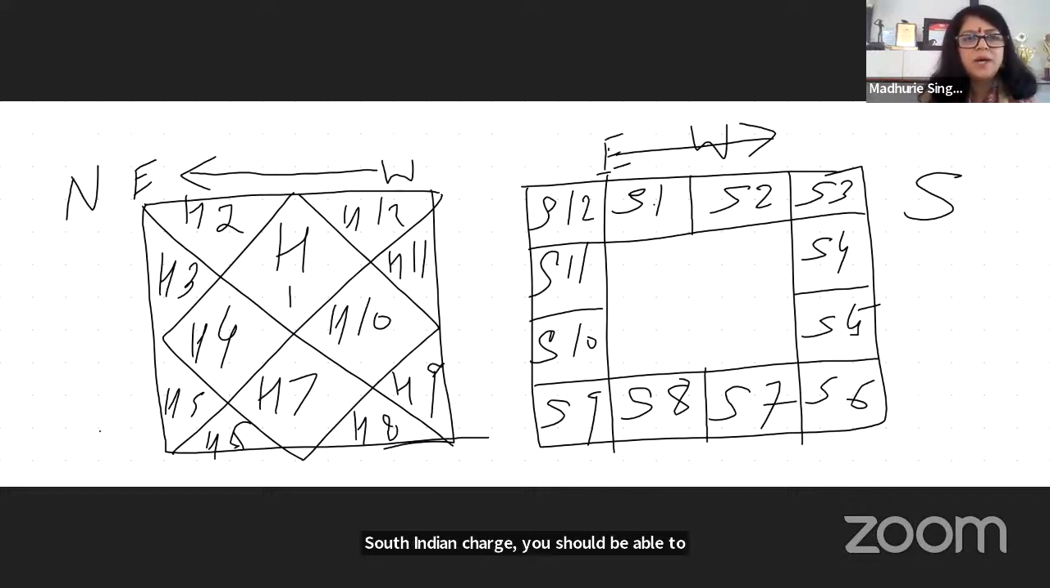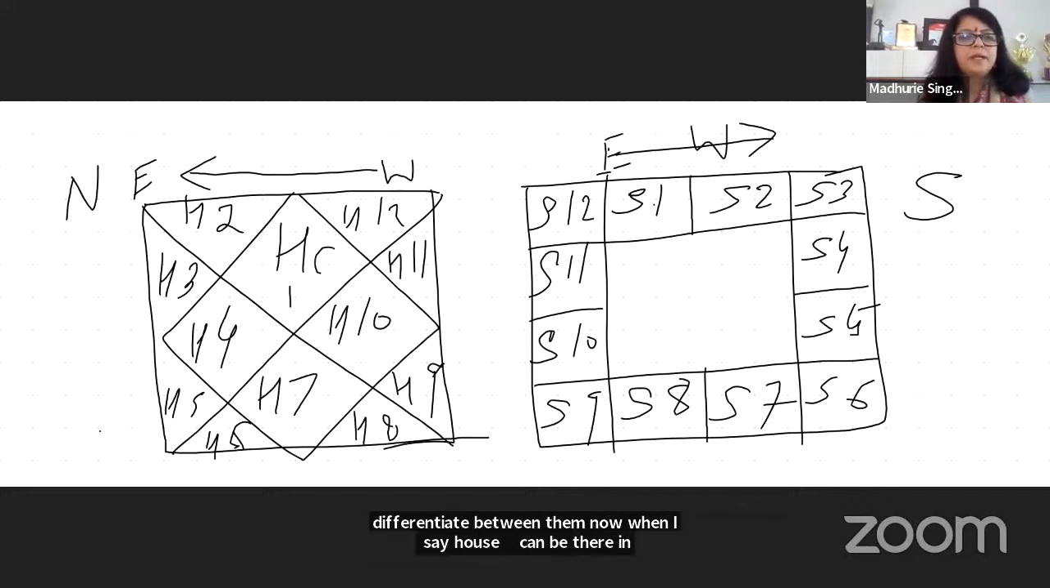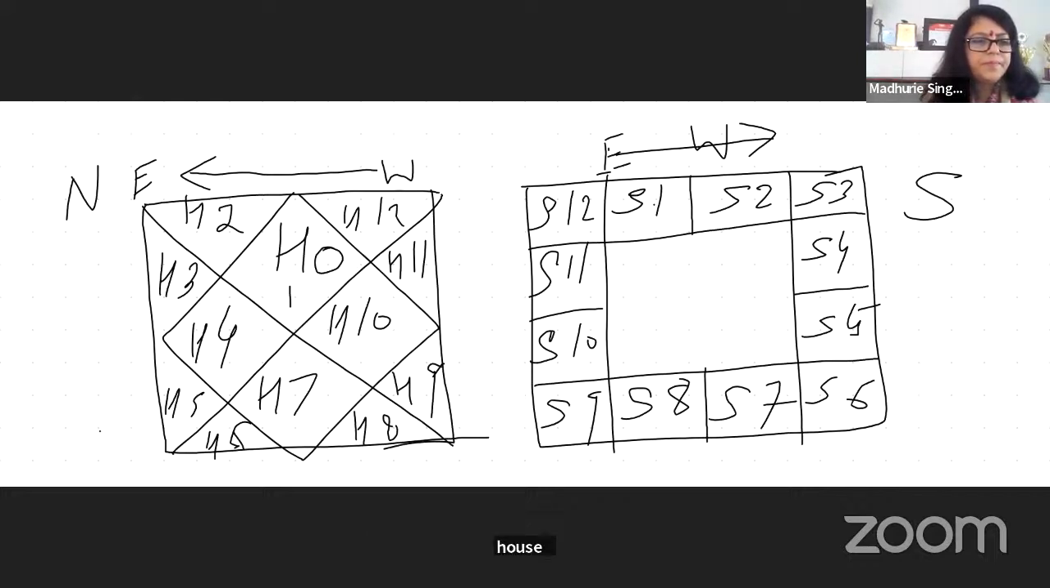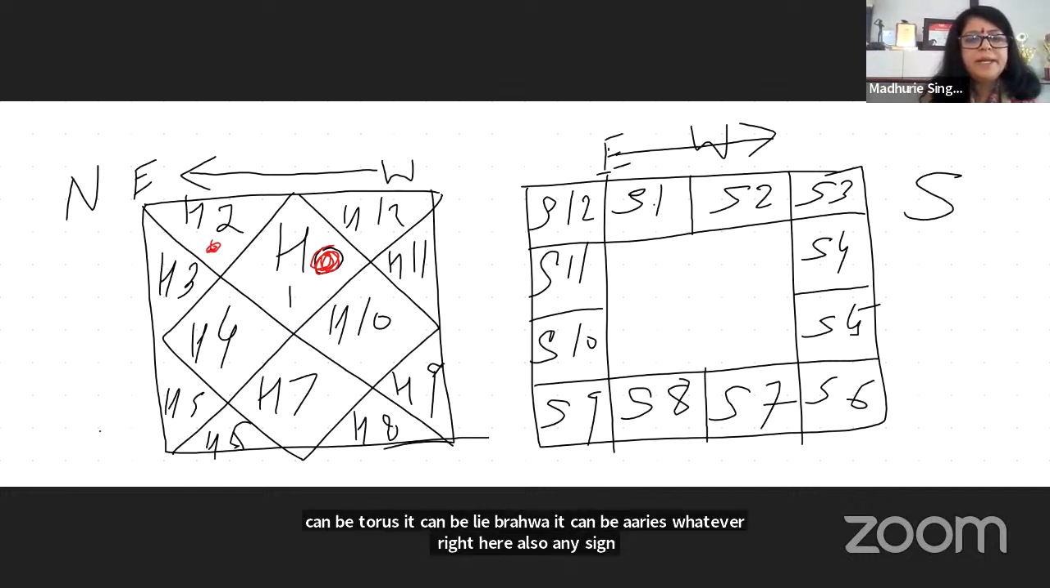Now, when I say house 1, any sign can be there in house 1 in this. So here, any sign can be there. It can be Leo, it can be Taurus, it can be Libra, it can be Aries, whatever, right? Here also any sign can be there. But once this is say 2, which is Taurus, the next will be 3 here. Next will be 4. Then the sequence continues.